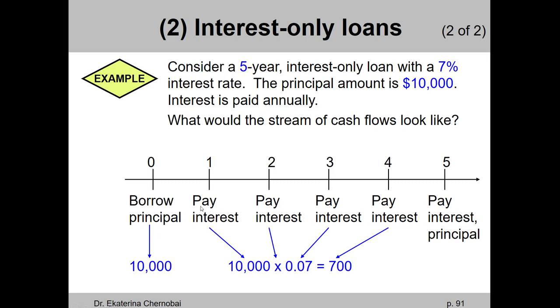So year 1 we pay 700, year 2 we pay 700, year 3 we pay 700, year 4 we pay 700, year 5 we pay 700, and we also pay $10,000 that we borrowed today. So the 5th year payment is the largest one because it includes 2 parts, and it's a total of $10,700.